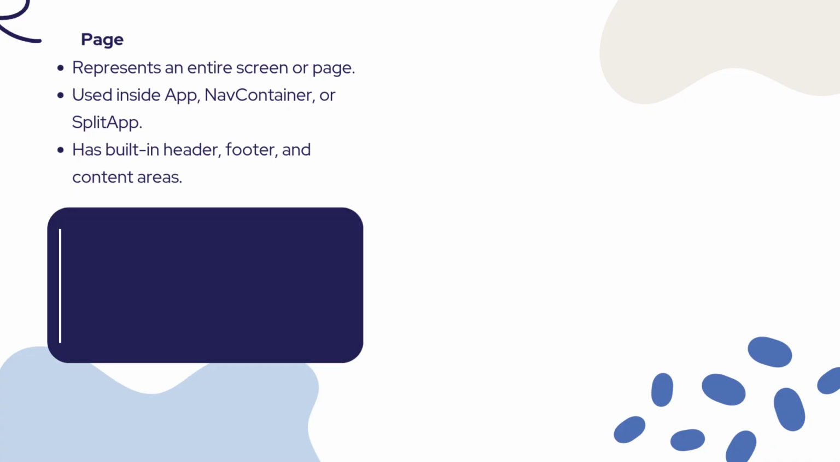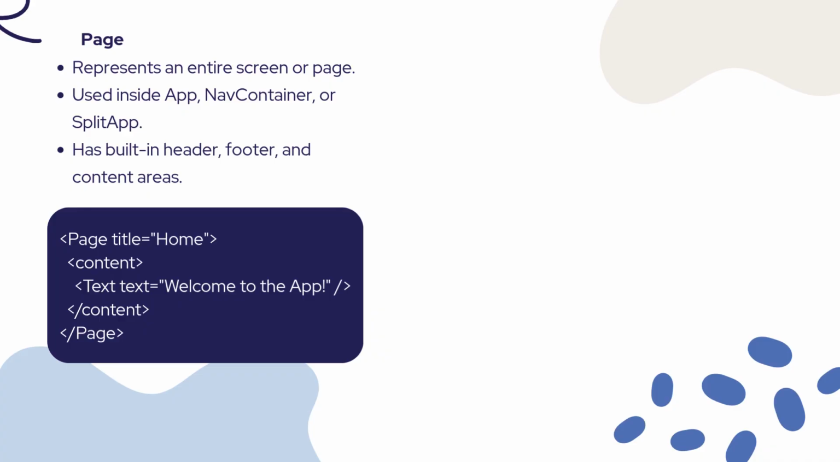Now, the last one is Page. Page represents a full screen in your app. It comes with a header, footer, and content area. In the XML example below, you can see. So, you will use the Page for full screens like home, login, or dashboard.